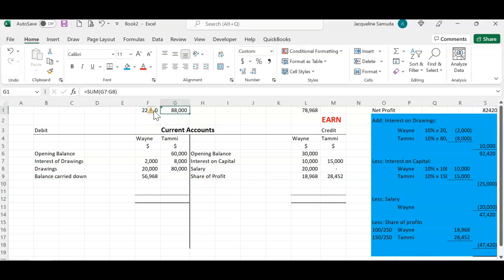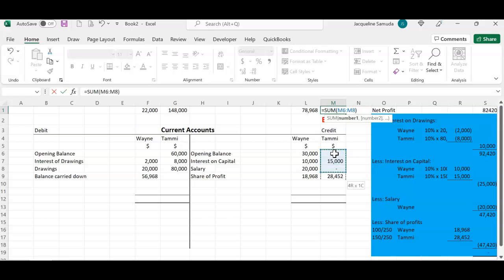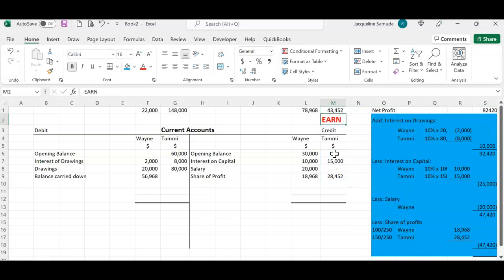Tammi's debit side came to 88. No, that doesn't look right. Let's do this again. Tammi's debit side comes to 148,000. Tammi's credit side comes to 43,000. So her smaller side is her credit side.